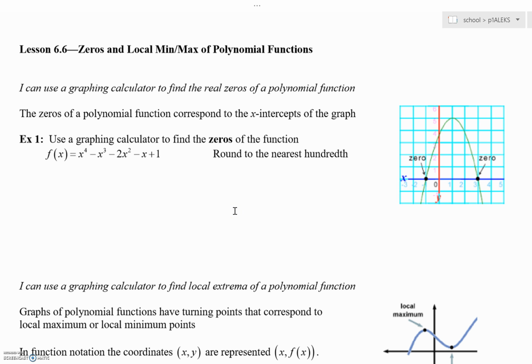Okay, Algebra 2, Lesson 6.6, we're using a graphing calculator to find x-intercepts, which we're also going to call zeros, and also maximums and minimums. And you can see that's our learning target. I can use a graphing calculator to find the real zeros, the x-intercepts.